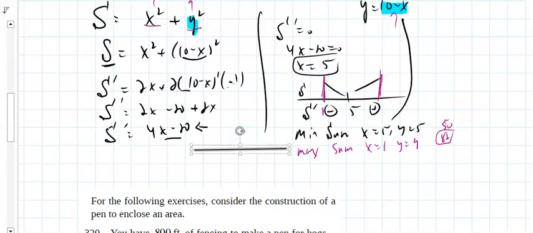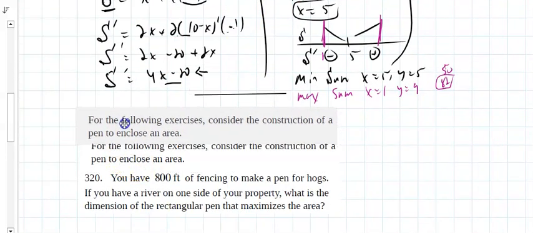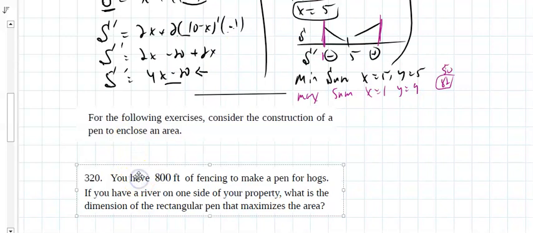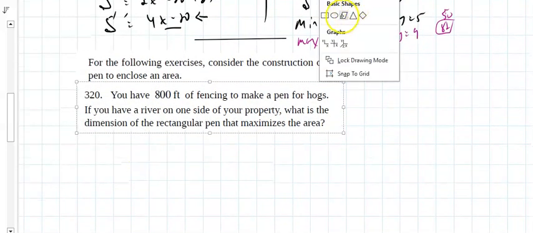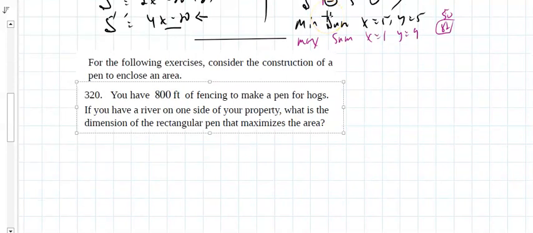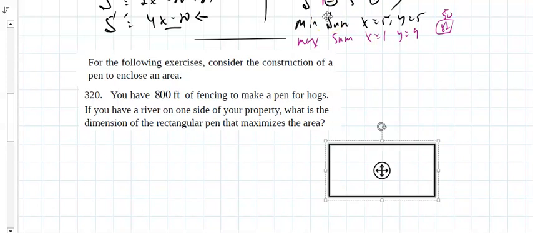Get to the next problem. Consider the construction of a pen to enclose an area. Well, these pens are rectangular in nature. So in this problem, here's a rectangle. Again, it's important to figure out what it is you're maximizing or minimizing. Anything that I'm maximizing or minimizing, I take a derivative and set it equal to 0. The point is, to come up with the equation, I need it to be in terms of one unknown.